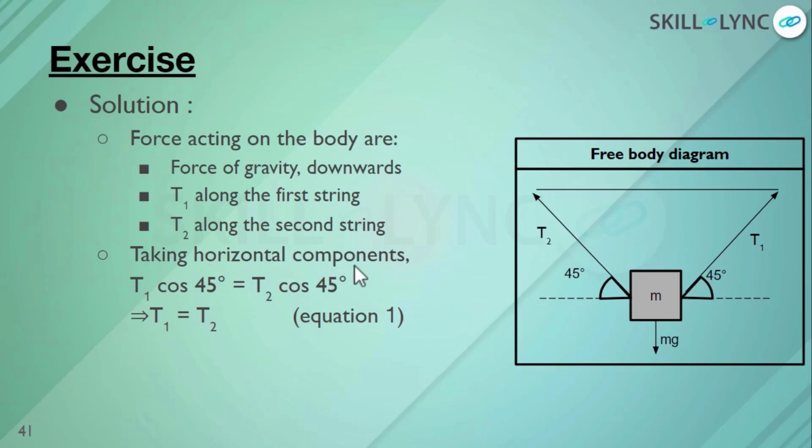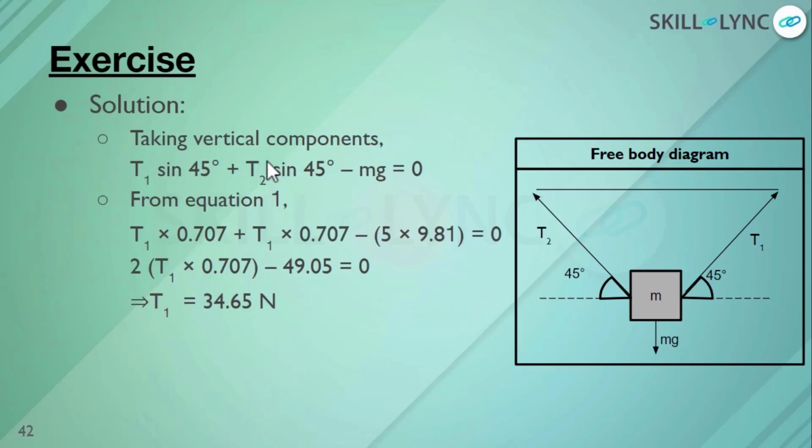Therefore, while taking the horizontal components, T1 cos 45 equals T2 cos 45. Cancelling out cos 45 from the left-hand side as well as the right-hand side, we can write T1 equals T2. Let's name this equation 1. Further, taking vertical components in the free body diagram, we can write T1 sin 45 plus T2 sin 45 minus mg equals 0. Let's find out why it is written like that.